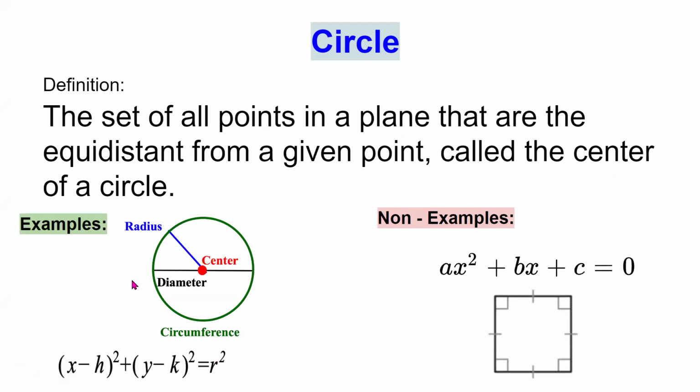But we do know what a beautiful circle looks like. We're going to have a center, we're going to have a radius, and we're going to sometimes have a diameter. However, we know that diameter is the entire chord that goes through the center, and the radius can be found by just taking half of that length. Now, non-examples: we have a quadratic formula, guys, or a square. We know that a square is not a circle, okay? Everybody has this?